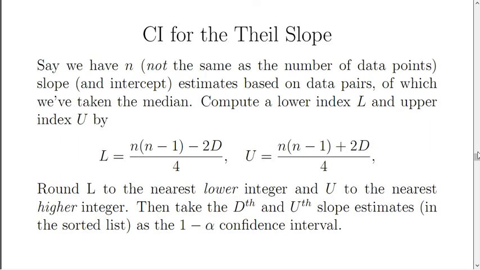Lastly, we compute upper and lower index values. We have a lot of estimates for the slope. We will arrange them into sorted order from lowest to highest. The lower index value will be this, where the d is the quantity we just computed previously. The upper index value will be this. We'll round L to the nearest lower integer, round U to the nearest higher integer, and then we'll take those as the index values in the sorted list of which slope estimates to choose as the limits of our confidence interval.